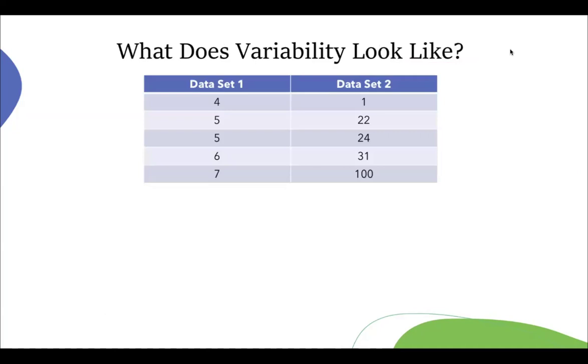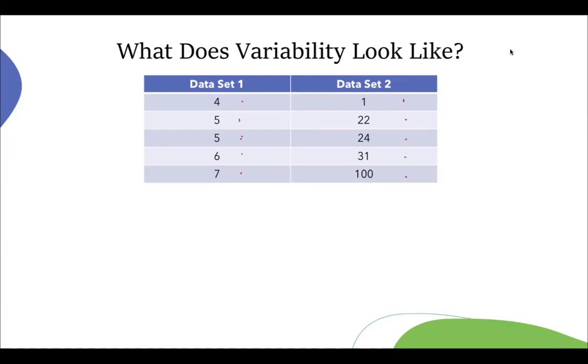So, what does variability look like? Looking at data set 1 as compared to data set 2, they both have 5 numbers, but look at the differences in data set 1. Oh, I'm sorry, there are two 5s, so it's not 5 different numbers, but 4 different numbers. Look at the difference in values in data set 2.